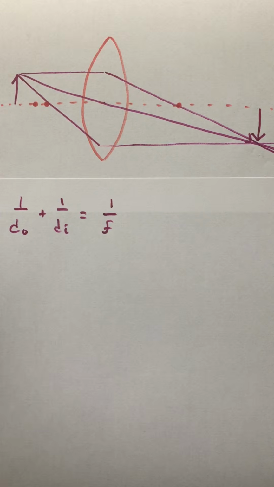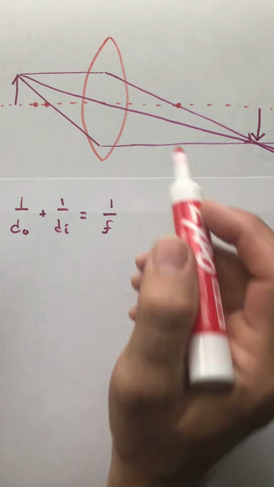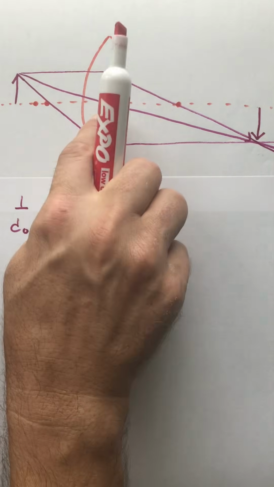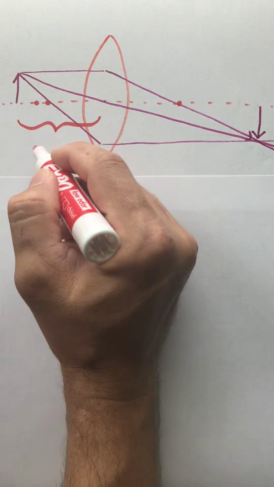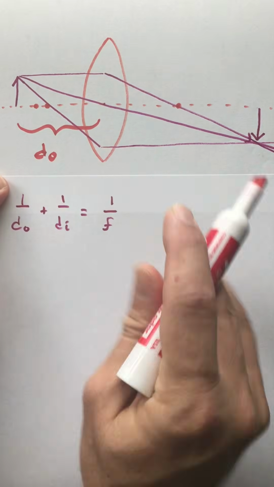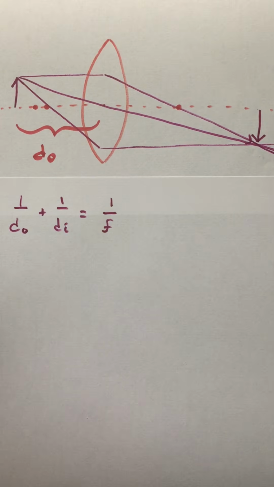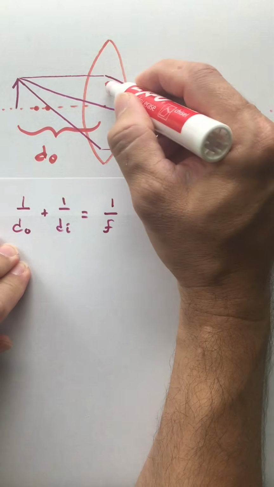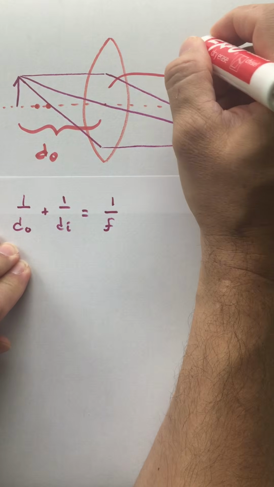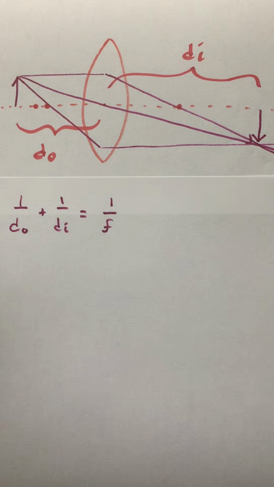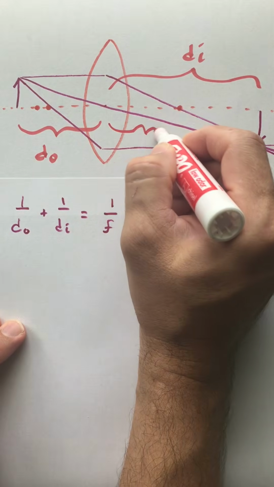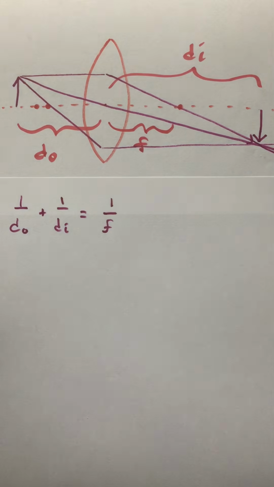Let me get a different color. The distance to the object is the distance from the center point of the lens, same place we measured the focal length from, to the object, the placement of the object. That is, D_O. All right, you can probably see where I'm going. Distance to the image is that. It's the distance from that center point of the lens to the position at which the image appears. And of course, we already know this one, that's the focal length.